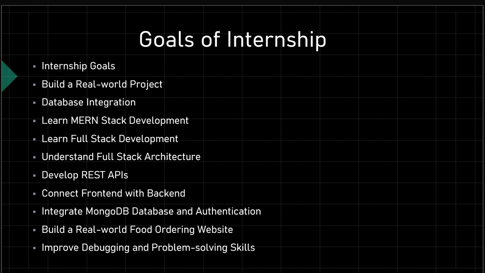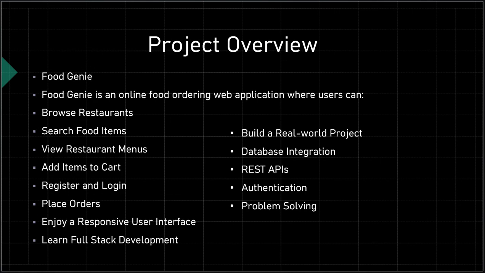Goals for my internship. The primary objectives of the internship were to learn full stack development, build a real world application, connect front end and back end, design REST API, integrate MongoDB database, implement authentication, improve debugging skills, and understand project structure. Food Genie helped me achieve all these objectives successfully.